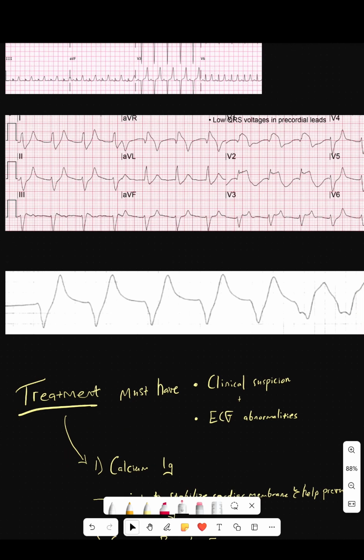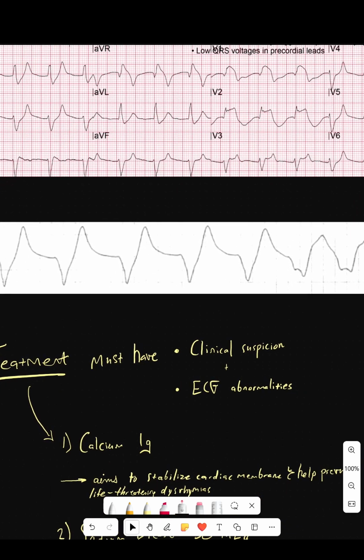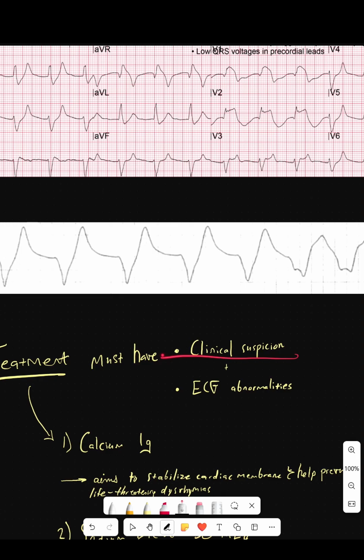So how are we going to treat these people? Well, first, let's make sure that we have, 1, clinical suspicion. It has to match what's going on. I'm not necessarily just treating the patient because of their ECG findings. That's extremely significant, but it has to kind of match contextually. Is this patient in DKA? Have they missed dialysis? Have they experienced a crush injury or rhabdomyolysis? Or, what is going on contextually with the patient? And then pair it with those ECG abnormalities.